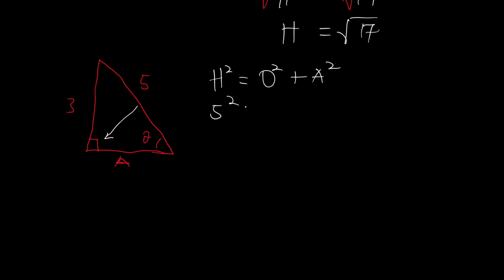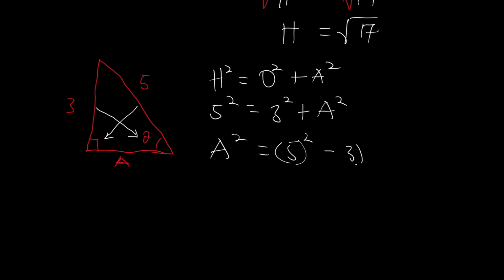So 5 squared is equal to our opposite, which is the line opposite our angle of interest. And this line is opposite our angle of interest. So our opposite becomes 3 plus our adjacent squared. So our adjacent squared will be equal to 5 squared minus 3 squared. So a squared will be equal to 25 minus 9, which will give us 16.